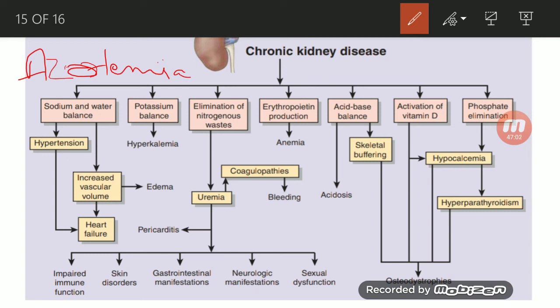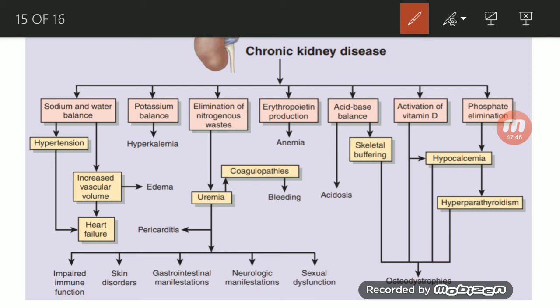In case of elimination of nitrogenous waste, now your kidney is not functioning properly, so the filtration process is not going on properly, right? So urea is going to stay back in your body. Your nitrogenous waste is going to stay back in your body. So there is going to be increased serum urea as well as other nitrogenous compounds, and that is known as azotemia. Because of this, you are going to get uremia in your body. Whenever uremia occurs, you see different things happening to your body.